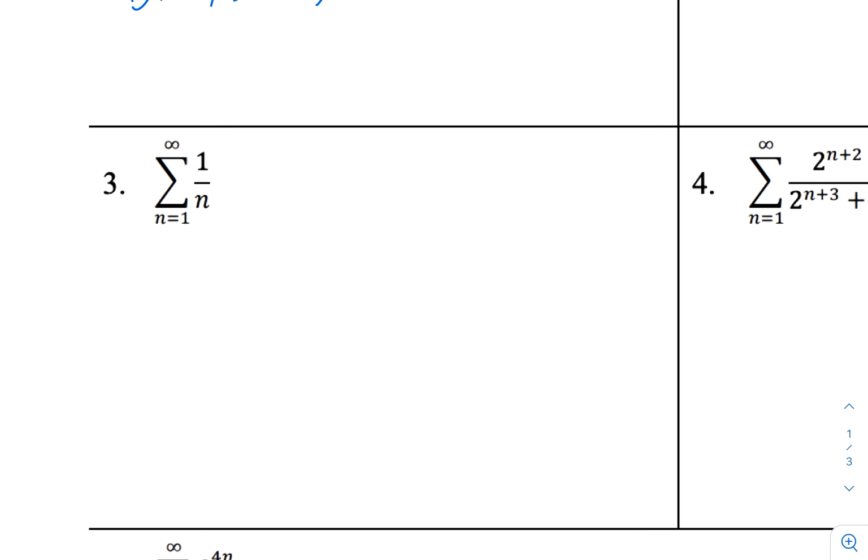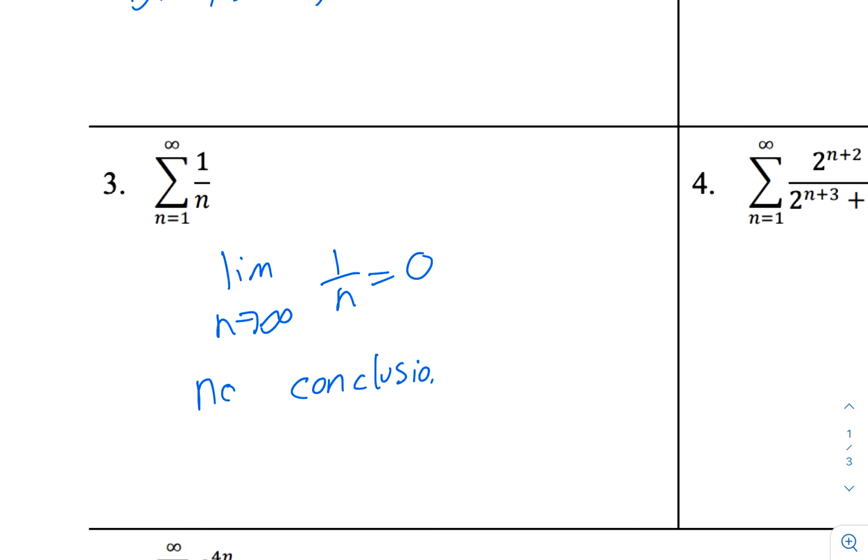All right, so for our next one, let's do the same thing. We'll apply our limit test. So the limit as n approaches infinity of 1 over n. Now this limit is 0. So what that means for us is we have no conclusion, no answer based on what we have. We will, again, learn more ways to work with these, but right now, no conclusion. We do not know if this converges or diverges.